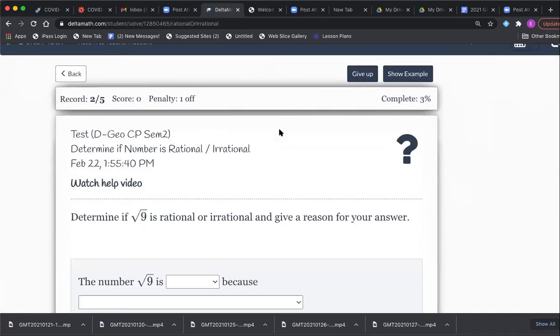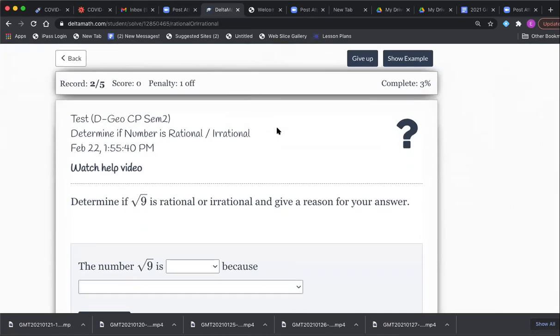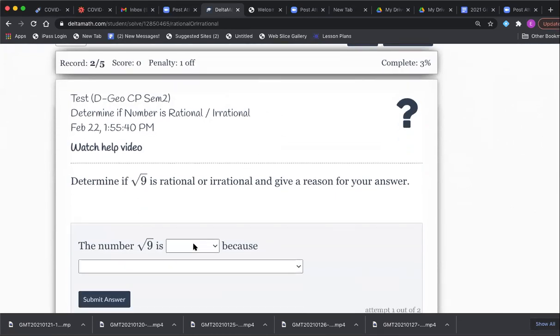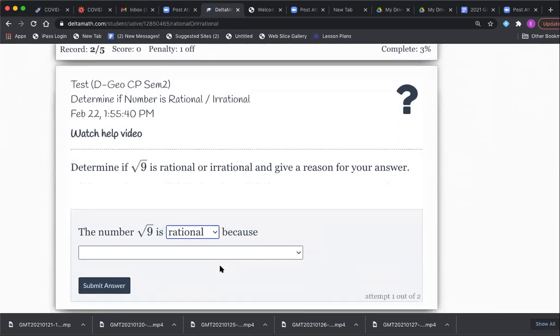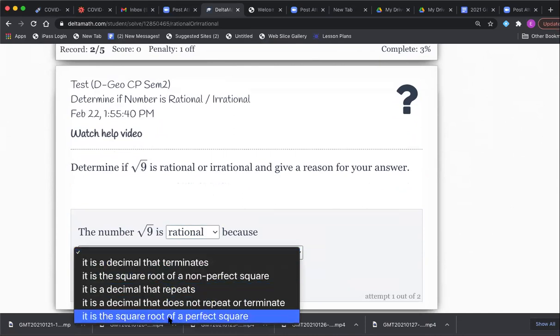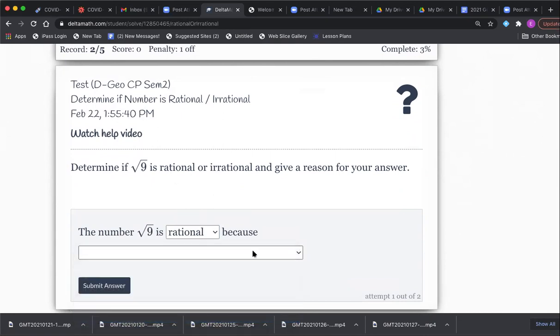Okay, here's one, square root of 9, right? I know the square root of 9, it's 3. Nice, easy. So that means it's going to be rational. Why is it rational? Because square root of 9 is a square root of a perfect square. That's the one I'm going to pick. 9 is a perfect square.